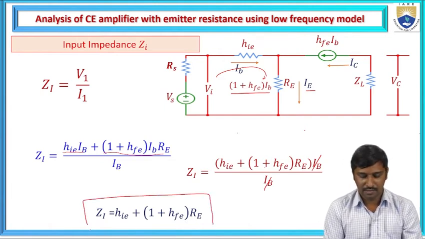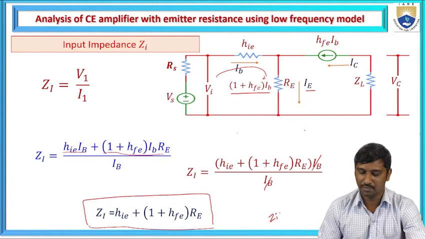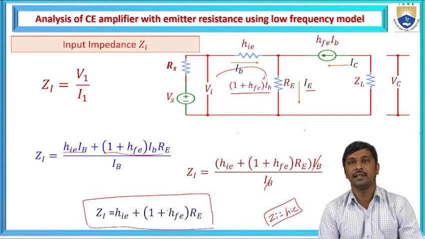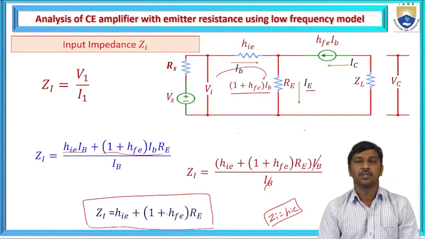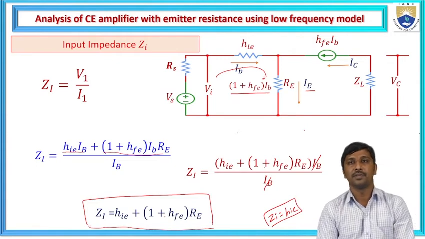But in a common emitter amplifier without emitter resistance, we observe the input impedance is equal to only ZI or HIE. But in a common emitter amplifier with the emitter resistance, adding the emitter resistance also increases the input impedance. If the input impedance increases, it controls the change in base current at the input side. So due to this increase of input impedance, it reduces the base current. Hence the collector current also reduces.